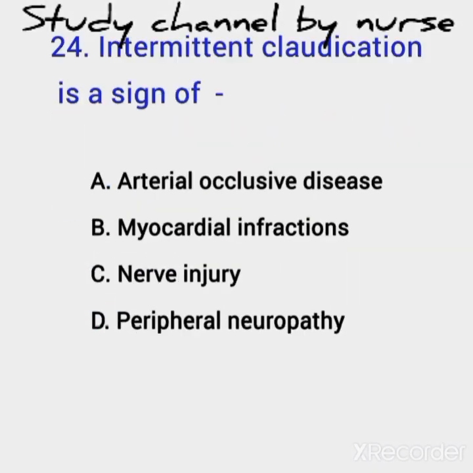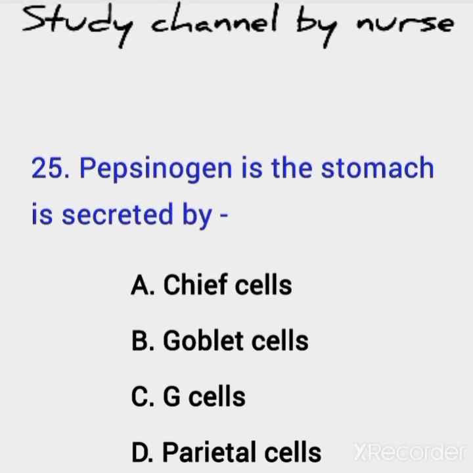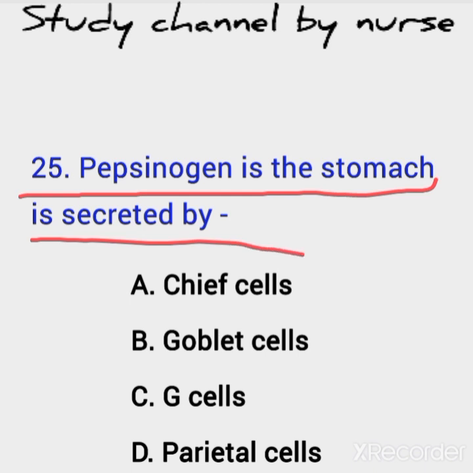Next, question number 25. Pepsinogen in the stomach is secreted by option A chief cells. Option B goblet cells. Option C G cells. Option D parietal cells.